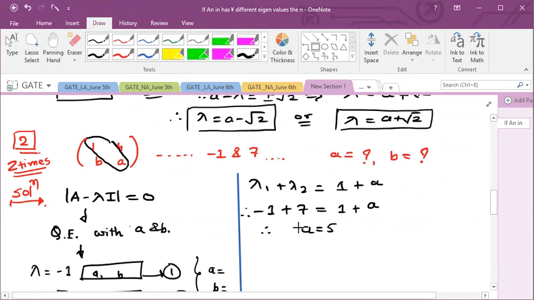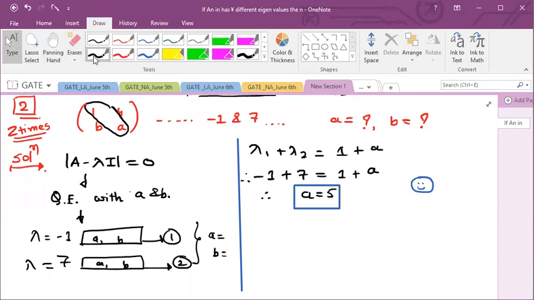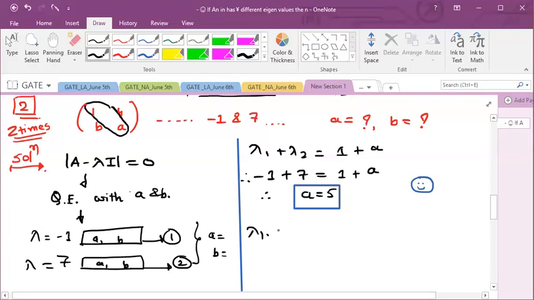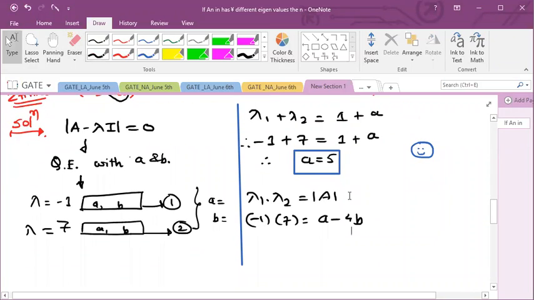Is it clear now? Please give me some response. a is equal to 5. Okay, and what is the second property? The second property is lambda 1 into lambda 2 gives the determinant of A. Here lambda 1 into lambda 2 becomes -1 into 7. Can't I find the determinant directly? For 2 by 2, it is a minus 4b, that is, 1 into a minus 4 into b. And I know the value of a now, 5. So it is -7 equal to 5 minus 4b.